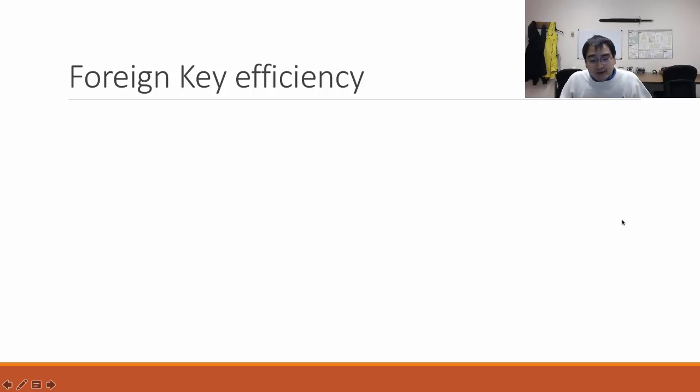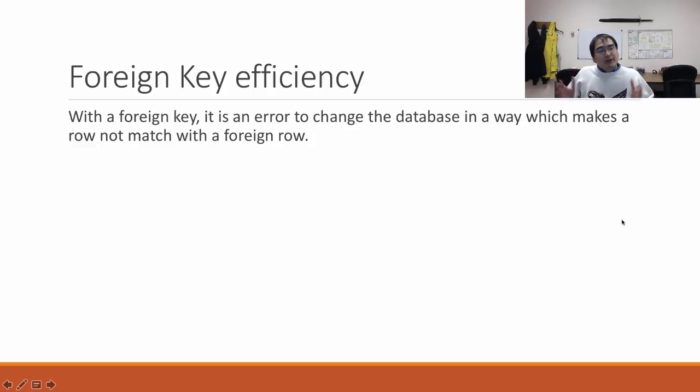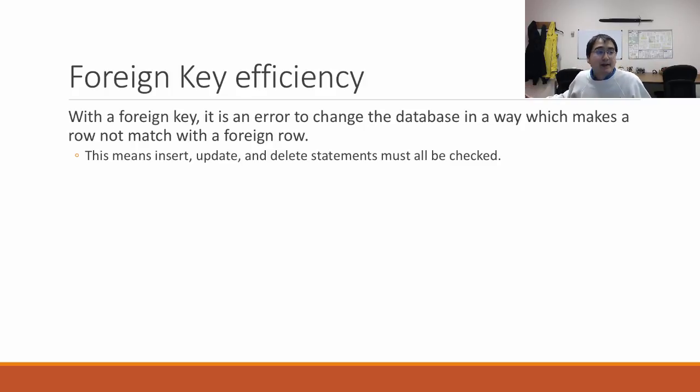Okay, so what do we do here? Well, with a foreign key, it becomes an error to change the database in a way that makes a row not match with the row that's being referenced. So that means if you insert a row that doesn't have a corresponding row, if you update a row to change to point at something that doesn't exist, or if you delete rows from your foreign table such that you now have rows in your table that don't point correctly, those are all errors, and the database will refuse to let you do those things.